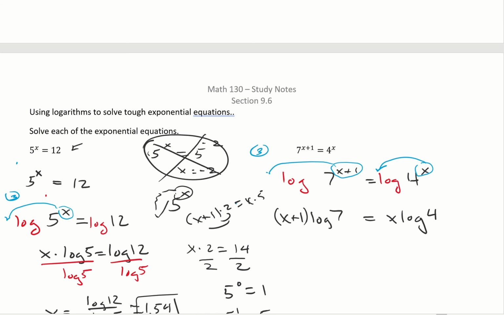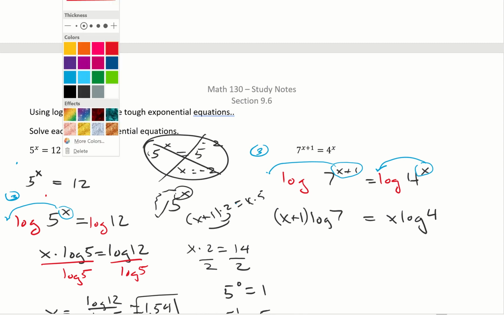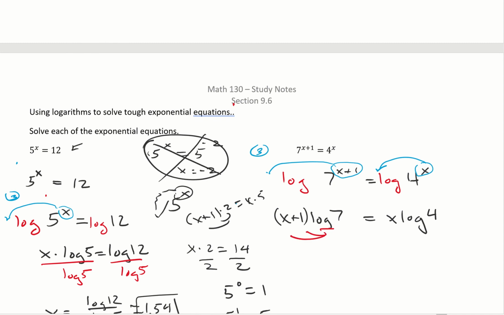Well, normally you distribute, and we do the same thing here. We are going to distribute the log 7, and of course, we'll stop right there. So what do we get? We get x times log 7, plus log 7 is equal to x log 4. Now, this is where it gets kind of stinky because you have 2 x's, okay? I'm going to subtract x log 7 from this side, and it appears over here as minus x log 7. And the reason is I'm getting x's on one side, okay? You'll see why in a moment.